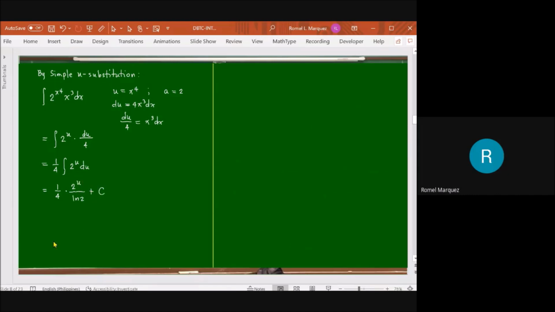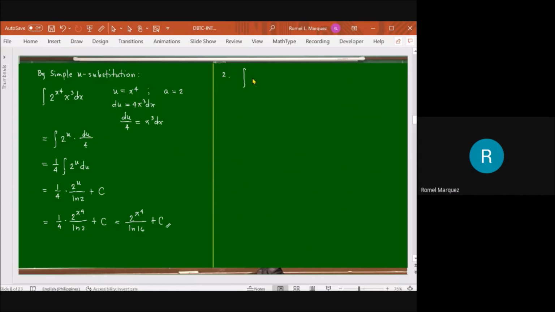Okay? But of course, u is not the original variable. So that is 1/4 times 2 to the u over ln 2, but u is x to the 4th, plus c. And then, that is equal to 2 to the x to the 4th over 4 ln 2 or ln 16. Did you understand why it is ln 16, guys? Yes po. ln 2 to the 4th, no? That is ln 16. But of course, 4 ln 2 is also accepted. You do not have to worry about that. Okay, let us have number 2.